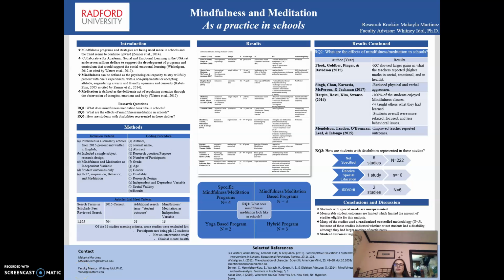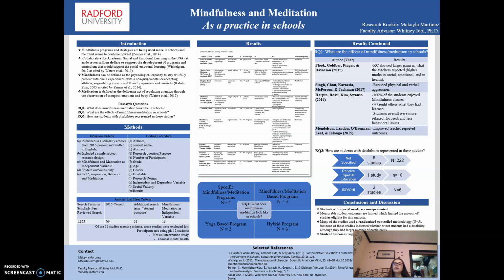We started out by using the Radford University Library database to find our articles. We used different terms such as pre-K through 12, suspension, behavior, and meditation to find different articles that fit our criteria. We only used scholarly peer-reviewed articles. We came up with around 1,195 articles to begin with.